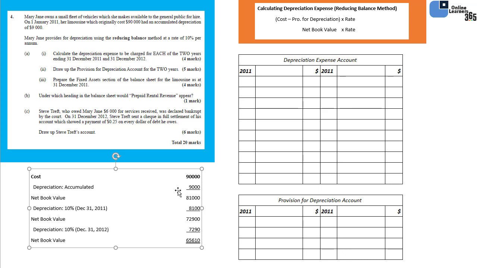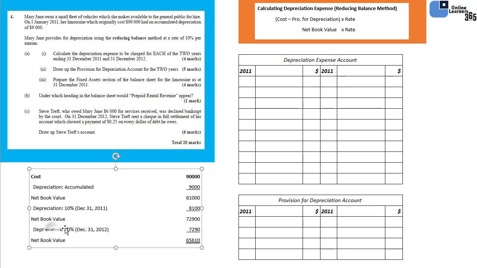As you can see here, cost 90,000, depreciation accumulated, that would have been before the start of 2011, so the ending of 2010, 9,000. Subtract, so you started 2011 with $81,000 as the net book value for the limousine. At the end of the year, the depreciation charge 10%. We move the decimal place one place to the left, so we got 8,100. We subtract these two figures, that will give us the net book value at the end of 2011, which also would coincide with the starting value for 2012.